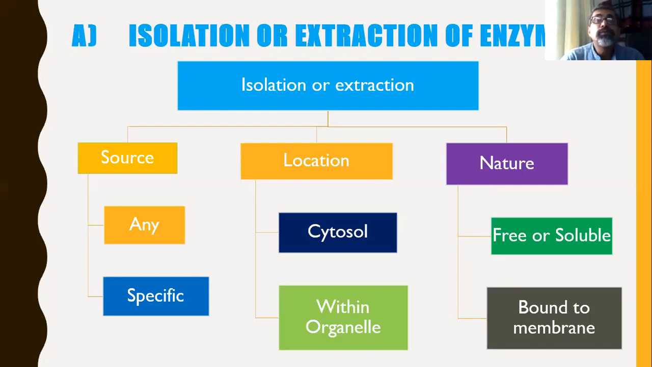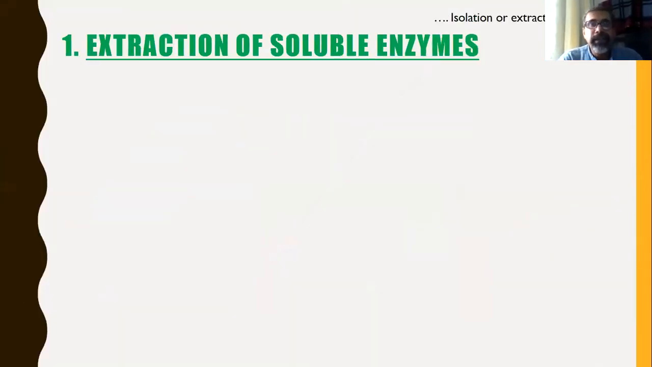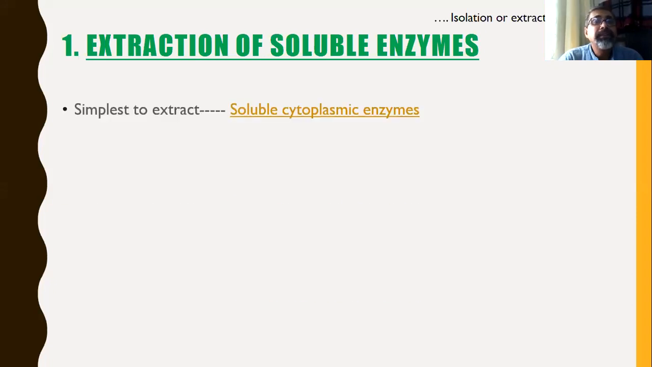Now, let us move to the next part, that is extraction. Extraction depends upon the location, whether it is cytosolic or within the organelle. But then, as I told you, it can be either in soluble form or maybe bound to the membrane. So let us first consider extraction of soluble enzymes. When you consider the soluble enzymes, the cytosolic or cytoplasmic enzymes which are soluble, they are one of the easiest to extract.